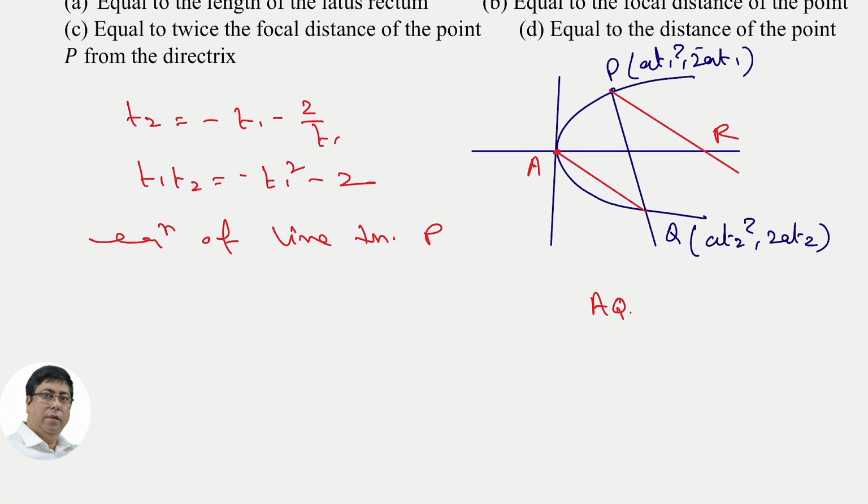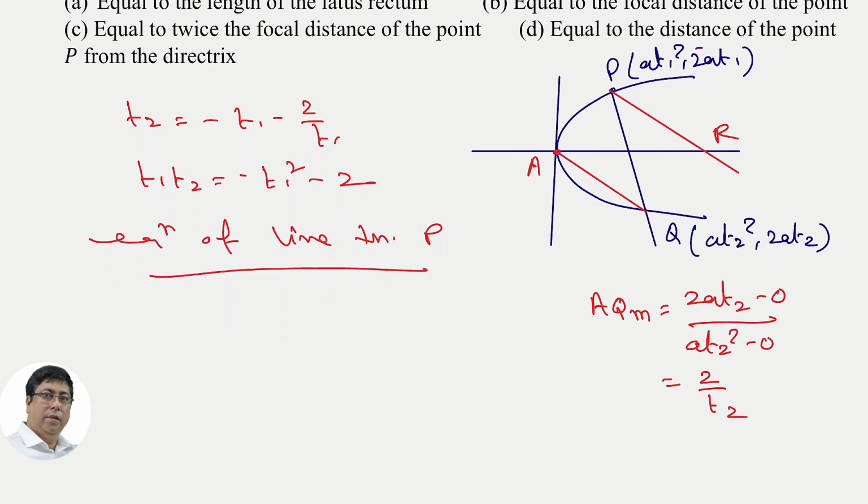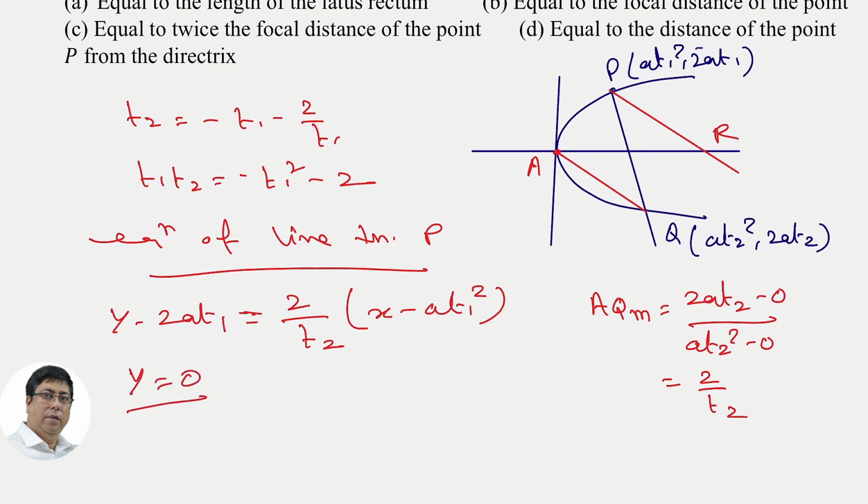So the slope of AQ is (y2 minus y1) by (x2 minus x1), that is 2aT2 by (aT2 square minus 0). So this is coming to be 2 by T2. Therefore the equation of the line through P is y minus 2aT1 equal to 2 by T2 into (x minus aT1 squared). So in this case put y equal to 0 to get the point, because it is on the x-axis. Therefore we are getting x equal to aT1 square minus aT1T2.